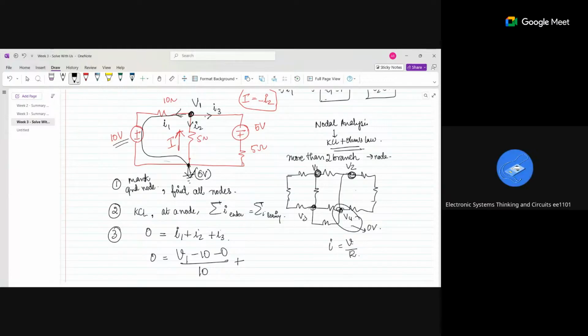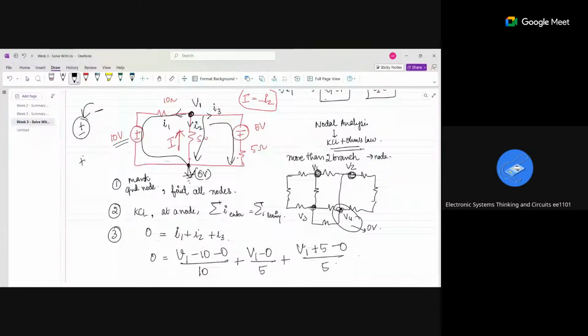Yes. Next, I2 is in this one. V1 minus 0 by 5 ohms, plus this I3 path. Tell me the equation for I3. You guys try. V1 plus 5 divided by 5. Yes, it's V1 plus 5 minus 0 divided by 5. Because if the current is entering, I will take it as minus. If the current is leaving, I will take it as plus. Okay?